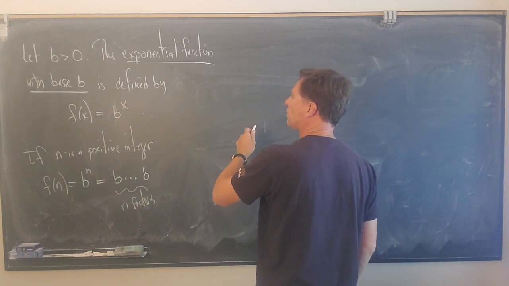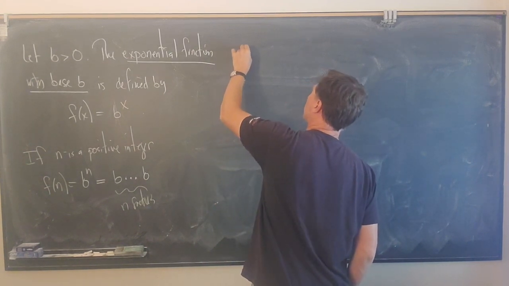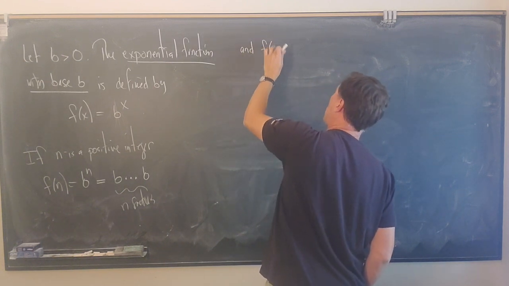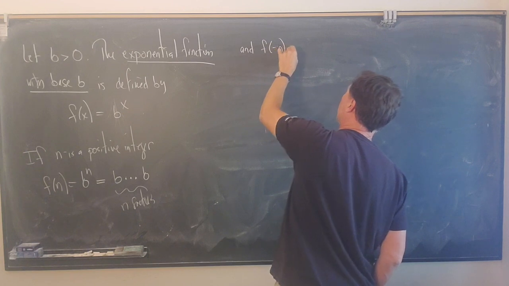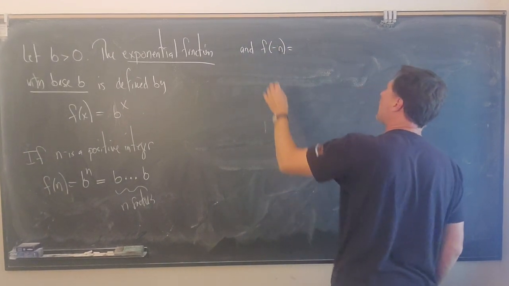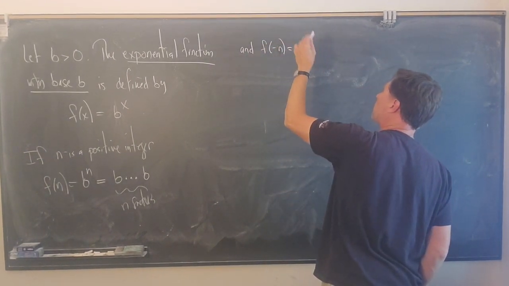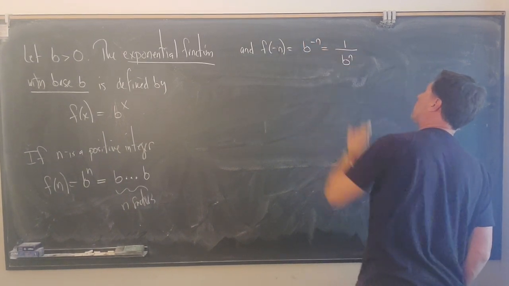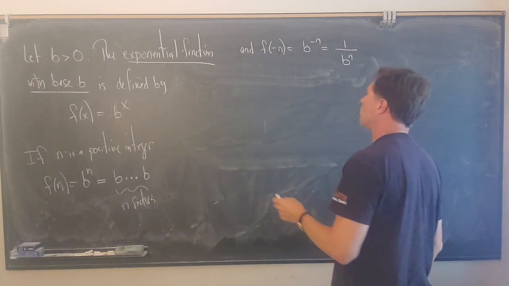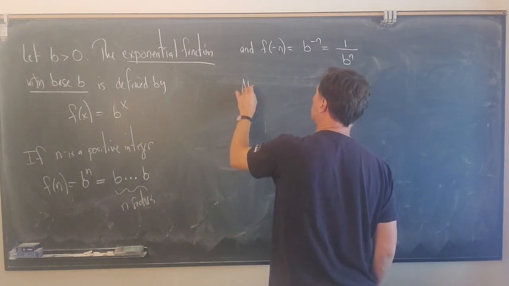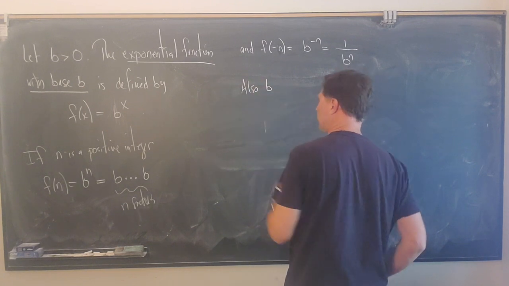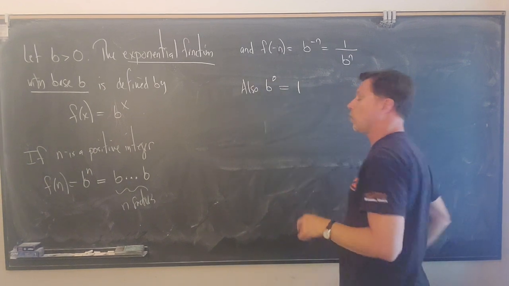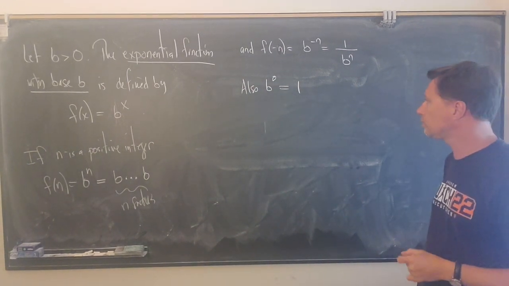Also, if we have a negative integer, f of minus n, then we've got b raised to the minus n. That just means reciprocal, so it means 1 over b to the n. Also, we can define b to the 0, so when we plug 0 in, that's equal to 1. So I think everyone knows this.